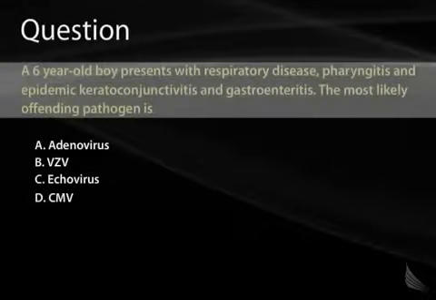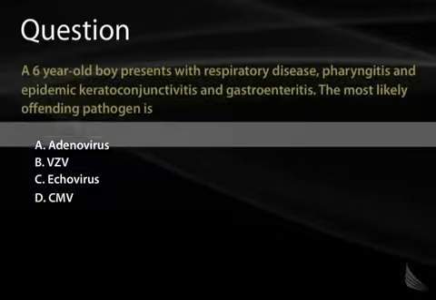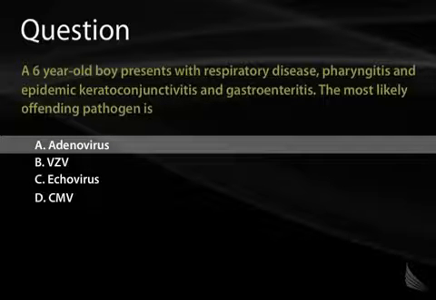Question. A 6-year-old boy presents with respiratory disease, pharyngitis, and epidemic keratoconjunctivitis, and gastroenteritis. The most likely offending pathogen is. So this poor unfortunate 6-year-old boy got adenovirus in his lungs, in his throat, in his eye, and in his GI tract. Adenovirus is the one that's going to form most of these things. And if you don't have any other distinguishing characteristics like inclusion bodies for CMV or vesicles for chickenpox, you're going to go with adenovirus as the most common cause of these.